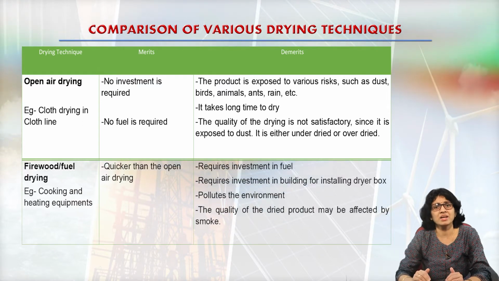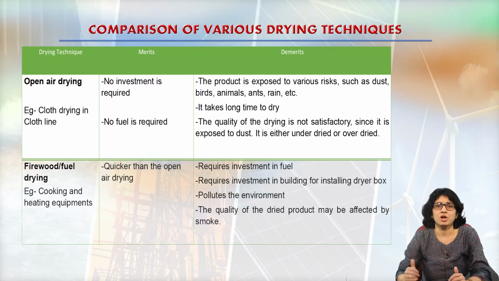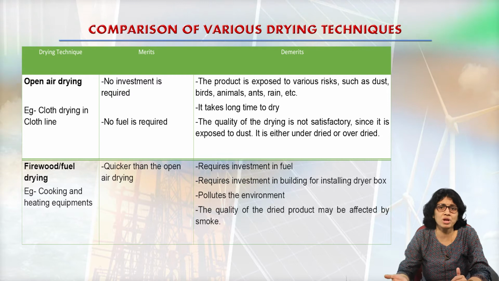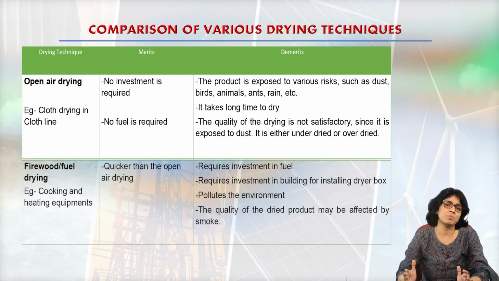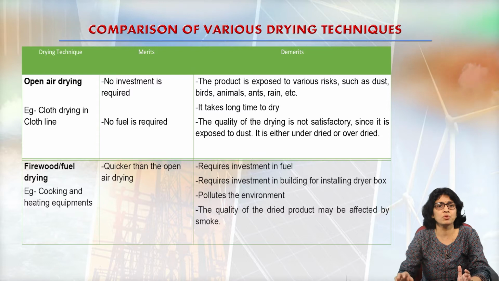The second drying technique is firewood or fuel drying. The advantage is it is quicker than the open air drying. The disadvantages are it requires investment in fuel, it requires investment in building for installing dryer box, it pollutes the environment, and the quality of dried product may be affected by the smoke. Example of this drying technique is cooking and heating equipment.